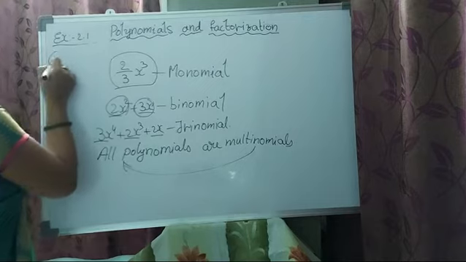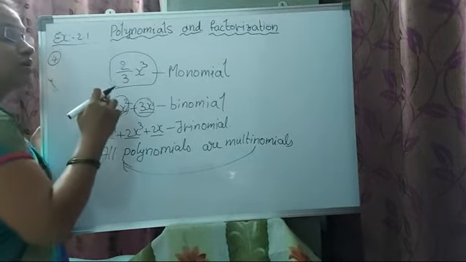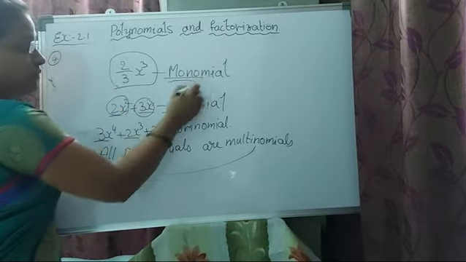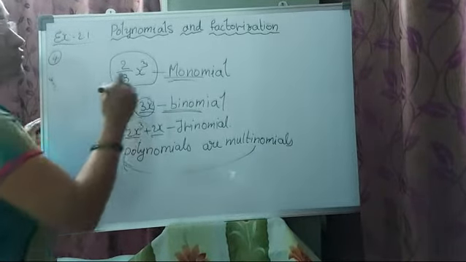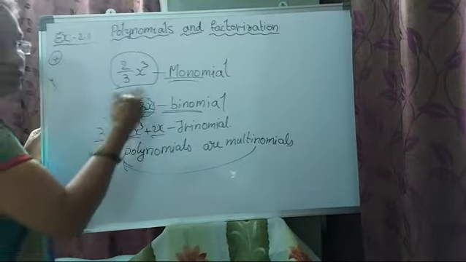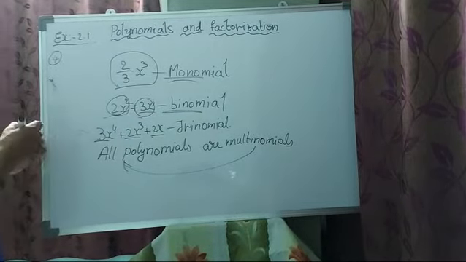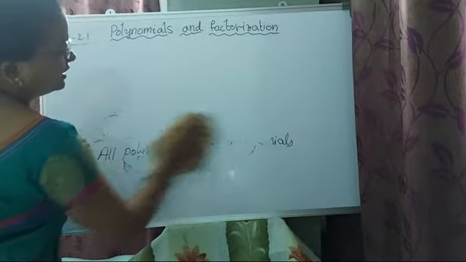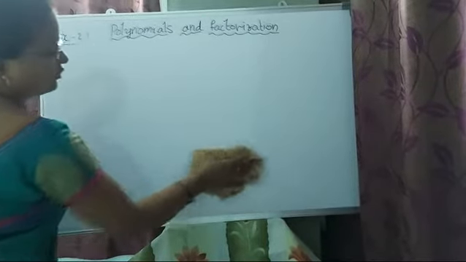What is the fourth one? Classify. See, this is about the terms. If you categorize by terms, we say one term is a monomial, two terms a binomial, three terms a trinomial, and more than three terms we call a multinomial. That is about the terms. According to degree, what is the degree? Degree means the highest power of the equation.